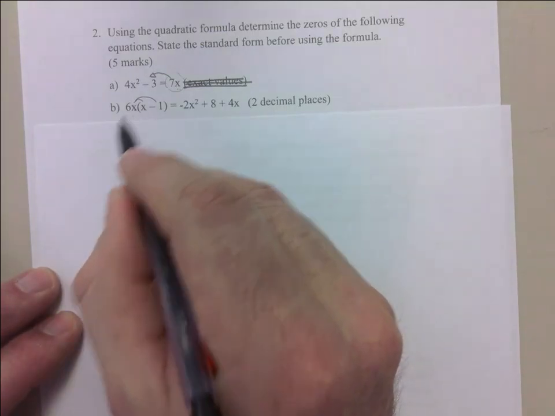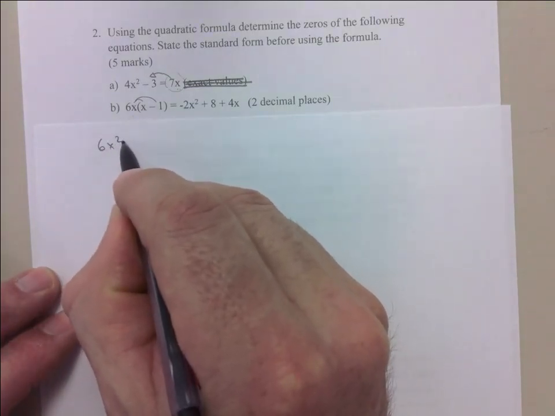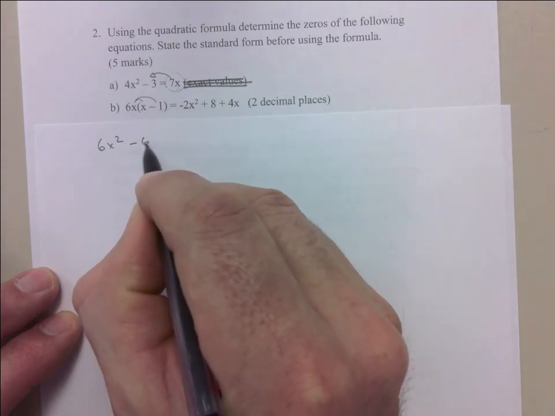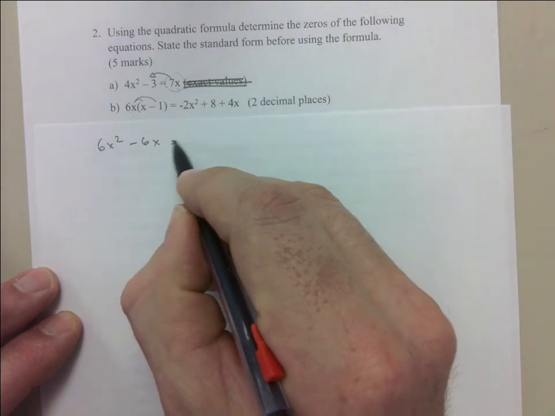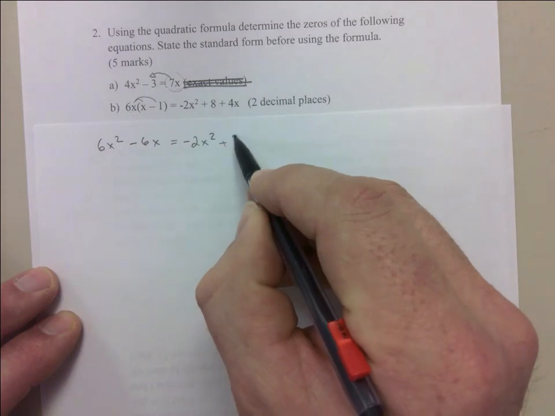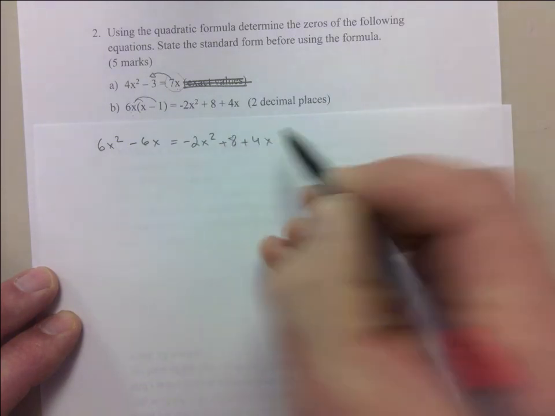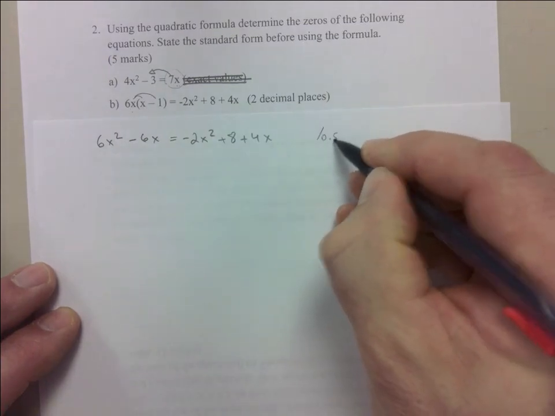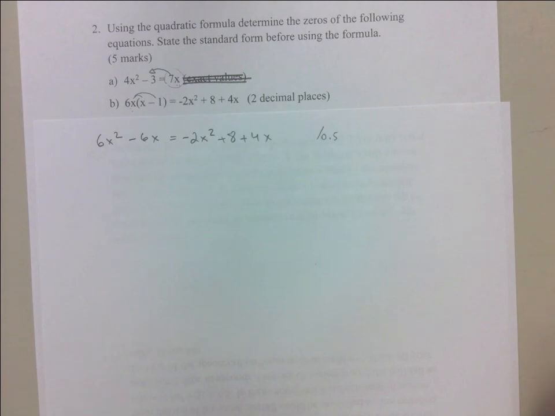So 6x times x is 6x squared. 6x times minus 1 is negative 6x. I would write this down if you didn't get this, right? Plus 8 plus 4x. I'll give you half a mark for this step already. And then we'll do another half where we clean everything up.